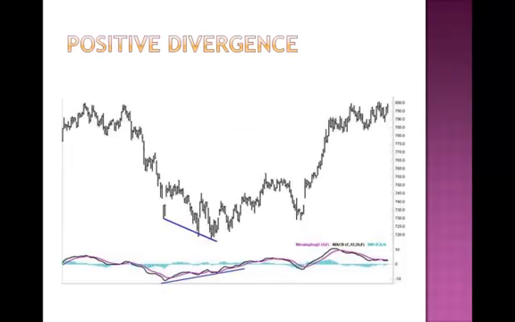A positive divergence happens on this chart. Prices are making lower lows while the MACD is forming a series of higher lows. This denotes that prices are about to go up.